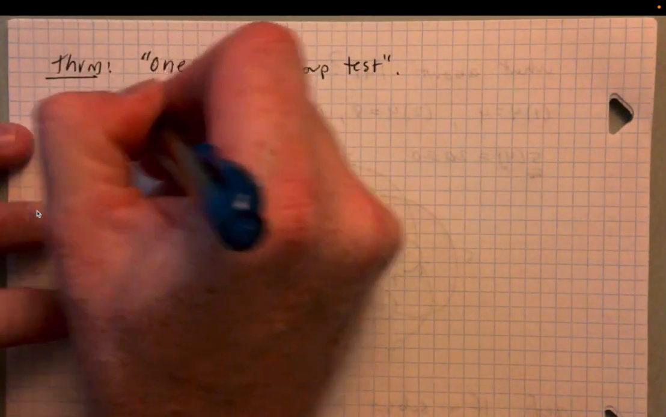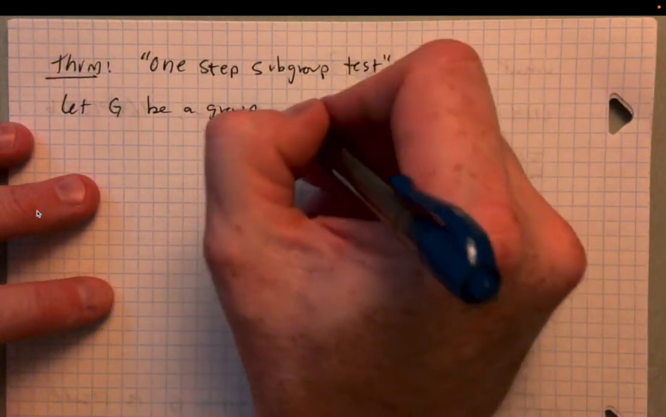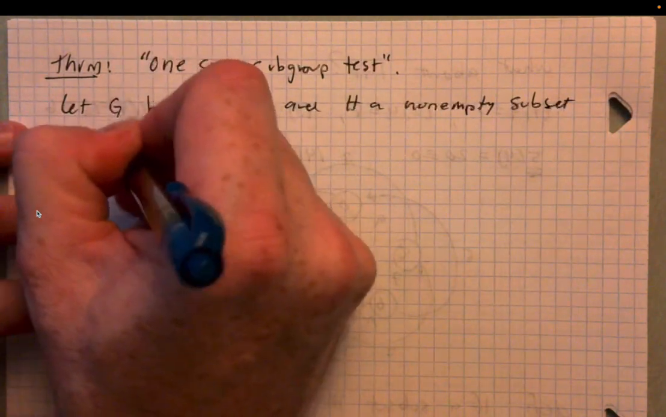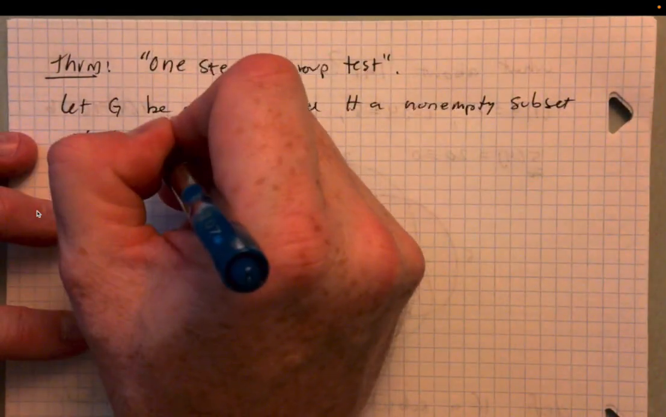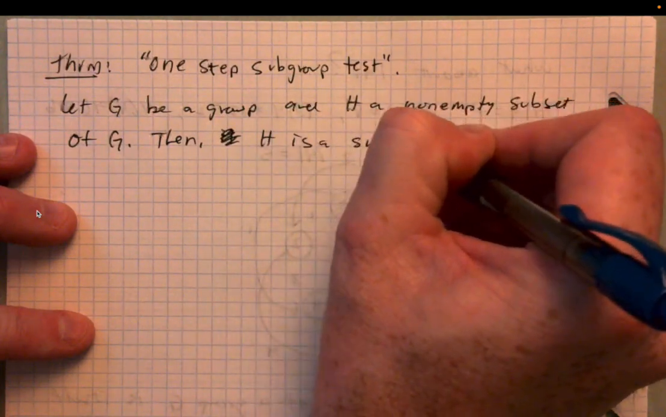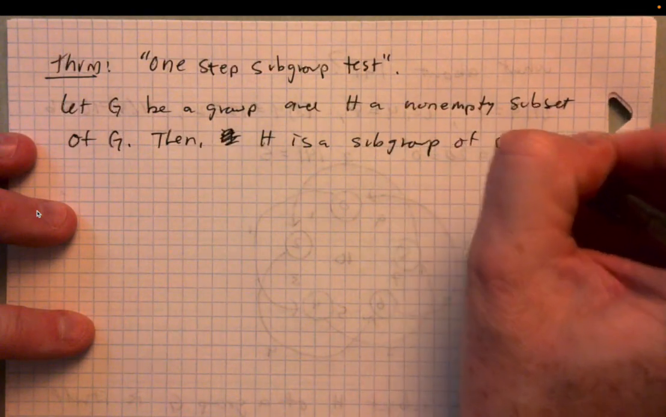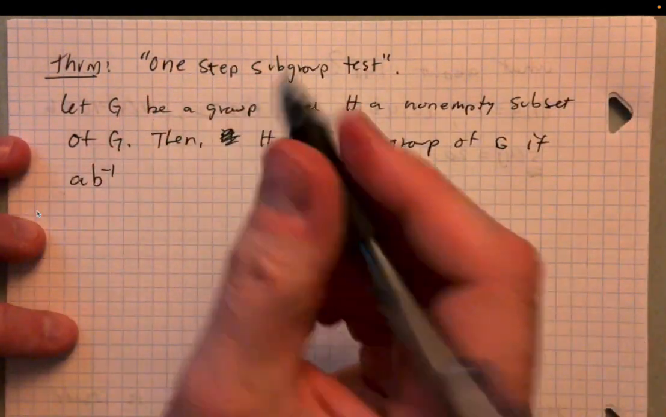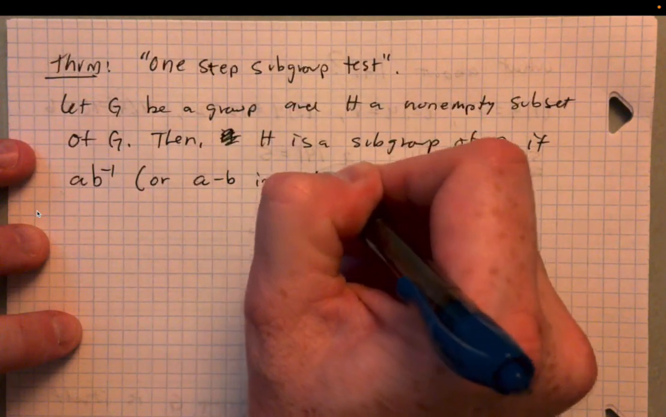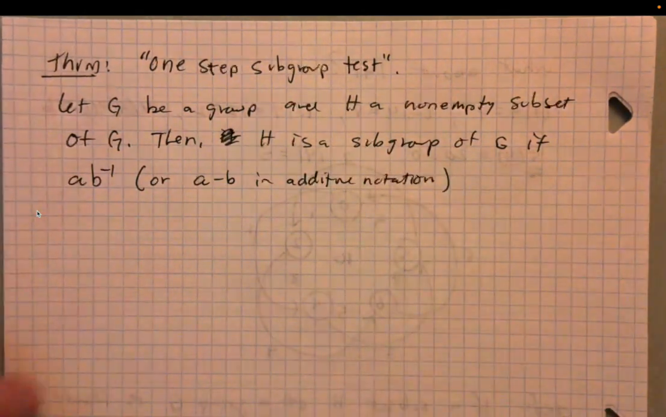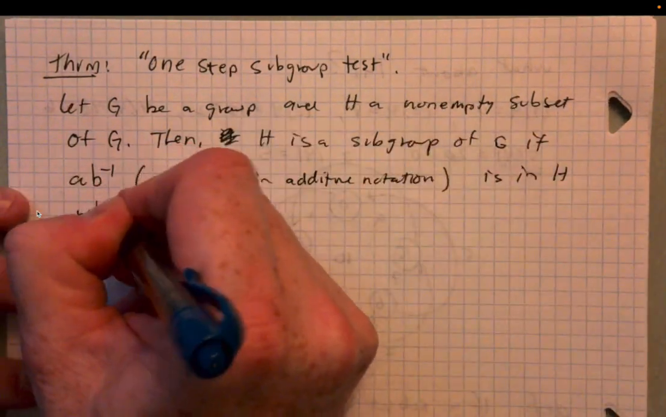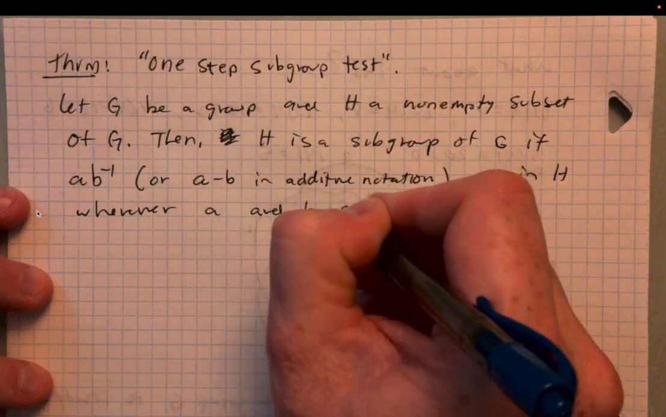All right, so for this one, we're going to let G be a group and H a non-empty subset of G. The theorem says that H is a subgroup of G if A times B inverse, or A minus B in additive notation, is in H whenever A and B are in H.